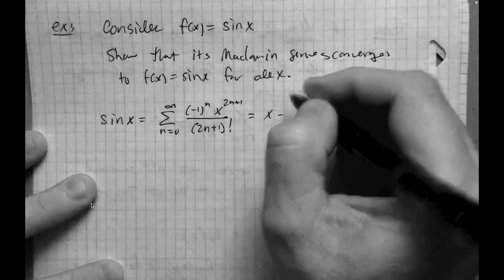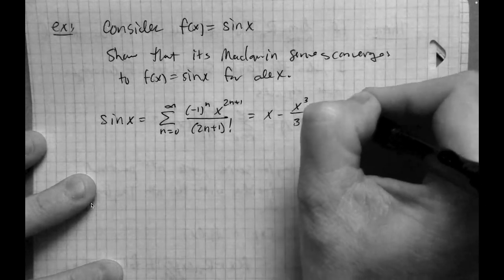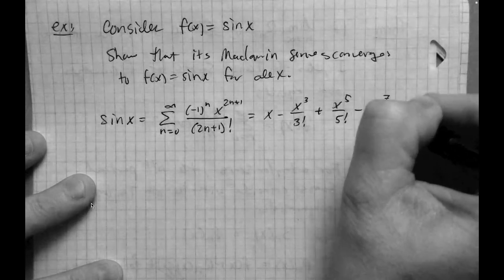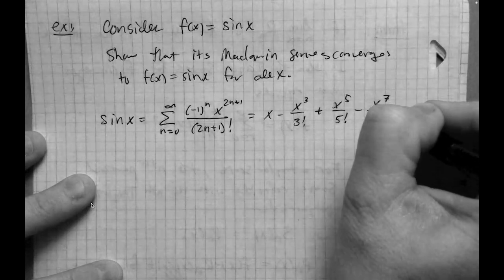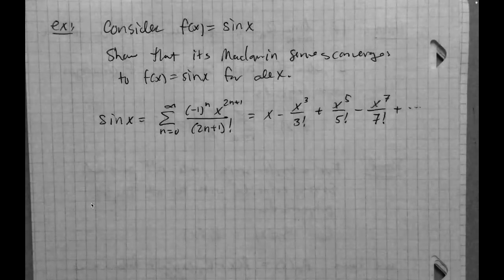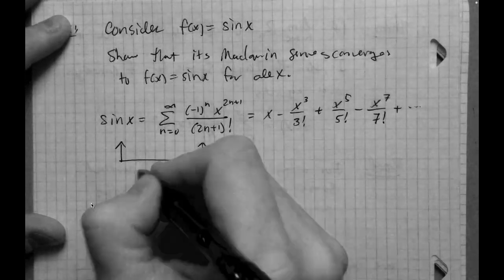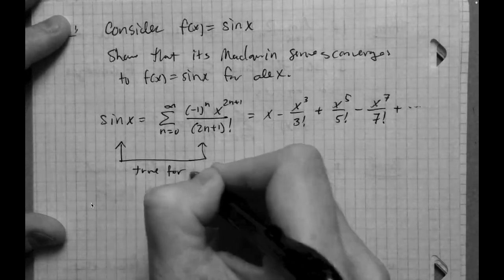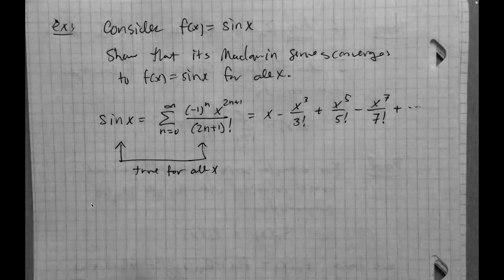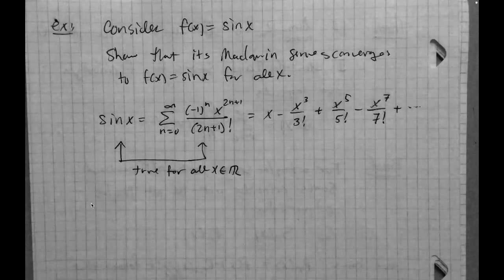It's x minus x to the third over 3 factorial plus x to the 5th over 5 factorial minus x to the 7th over 7 factorial plus so on, right? It's an infinite series. So what we want to show is that this is true for all x in R, right? All real numbers, this works.